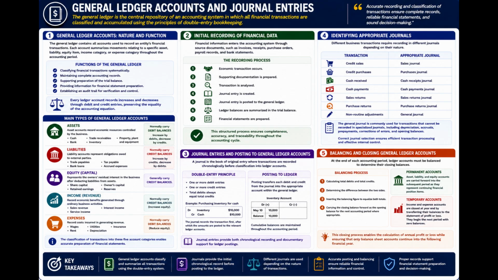The program emphasizes that understanding ledger accounts and journal processing is fundamental to maintaining accounting records and preparing financial statements in accordance with IFRS accounting standards.